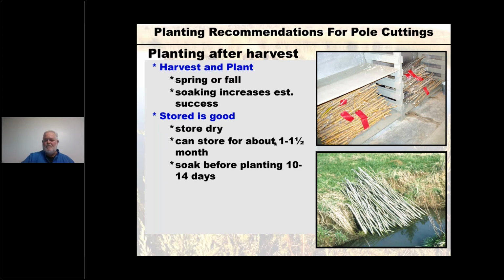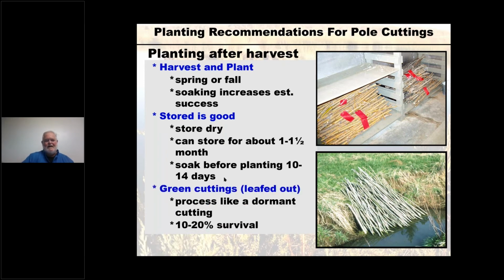But you can store them for about a month and a half. And then after that, your success rate will start dropping. And so, you know, storing is good, but don't get too long. And you want to soak for that 10 to 14 days before you plant the stored species so that you can rehydrate them. Green cuttings.